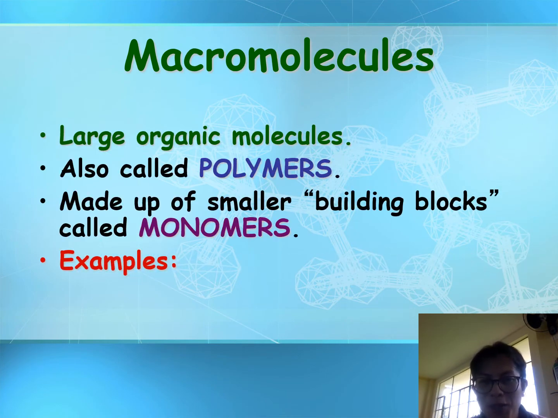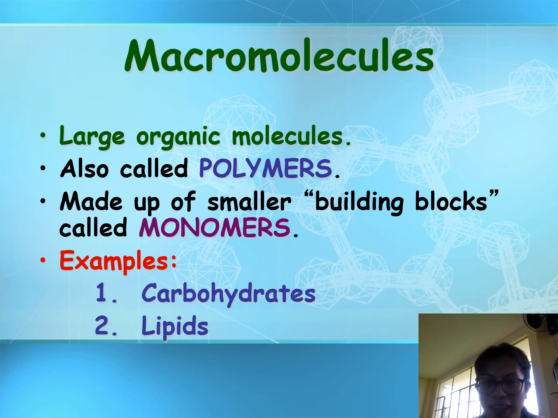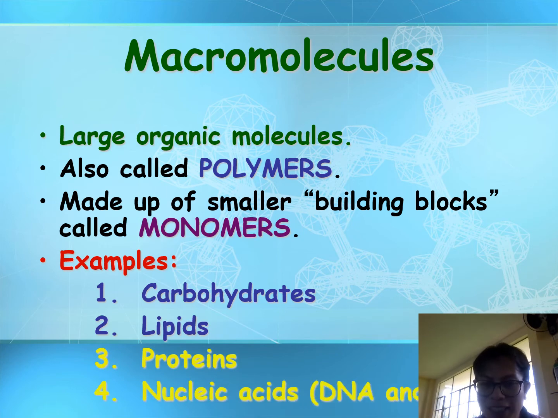Macromolecules are large organic molecules which contain carbon, as I have said, and they are also called polymers. They are made up of smaller building blocks called monomers. Examples are carbohydrates, lipids, proteins, and nucleic acids, such as DNA and RNA. I want you to memorize these macromolecules: CLPN, or carbohydrates, lipids, proteins, and nucleic acids.